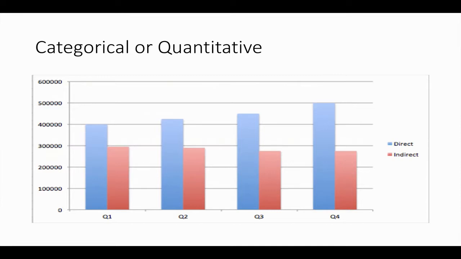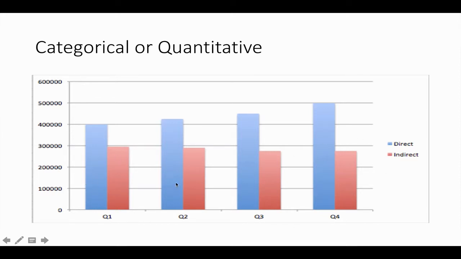So when we look at this, obviously the y-axis is quantitative. It's the amount of sales. This is not a complete graph. We don't know what these numbers mean. But let's just say it's sales, direct and indirect sales. We have an x-axis, which is categorical, because we're going to slice and dice these sales by quarter.